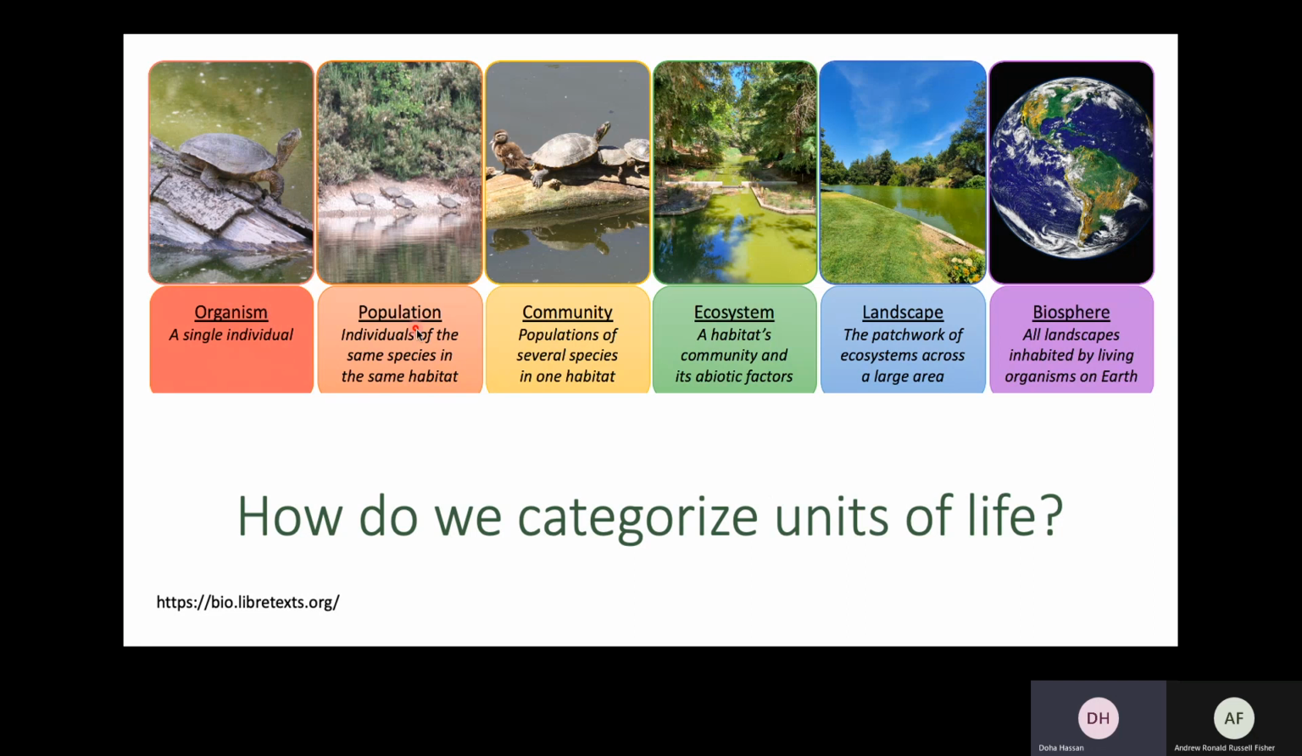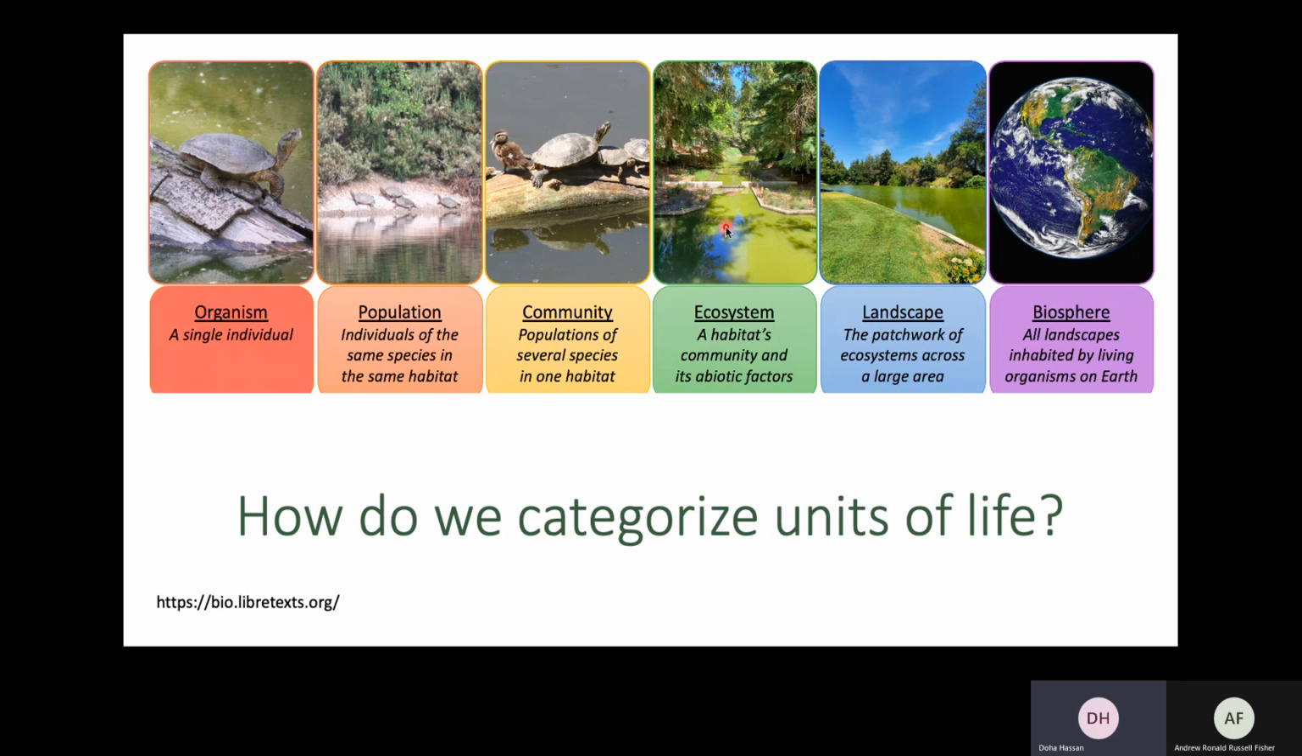And then next up would be the population. The population is a group of individuals in the same species that live in the same area, in the same habitat. So it's still a pretty small scale, and it doesn't include any of the other species that live there, but just the individuals of one single species that live in one area. Then next, even further, you have communities. Communities are populations of several species, but still in that same habitat. It's like the population in terms of the habitat that you're looking at, but this time you're also including members of other species.